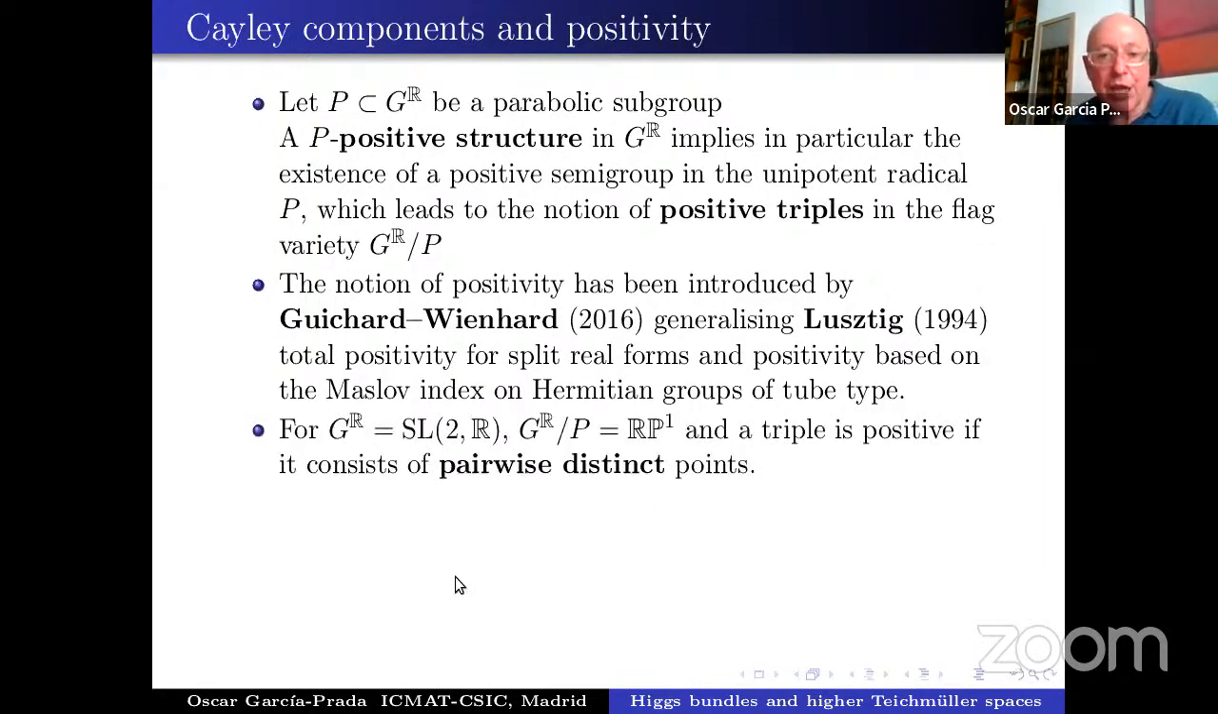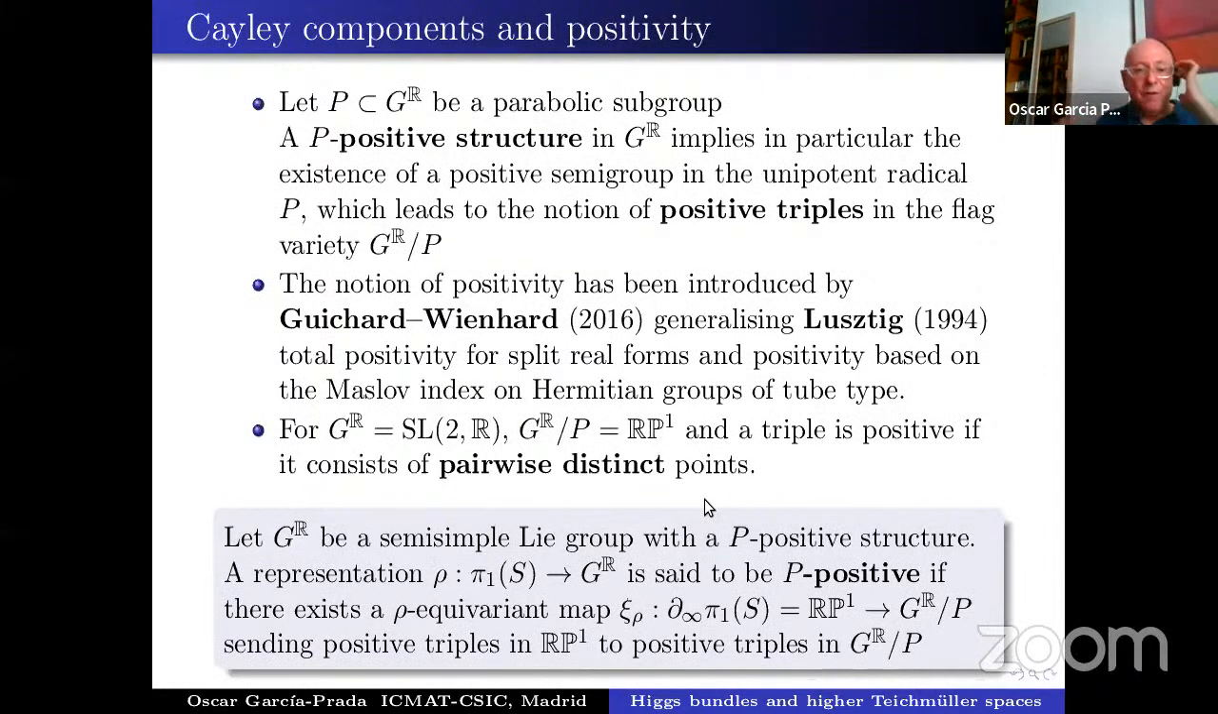And so if you take G_R to be SL(2,R) and you take the usual parabolic, then this is the circle. And in this case, the notion of positive triple is just pairwise distinct points. And here's how you define that a representation is positive with respect to this notion of positivity. If you have a representation of the fundamental group in G_R, there is something that induces a map from the boundary at infinity of the fundamental group, which is just a circle, you think of the Poincaré disk, into this generalized flag variety. And you say that it's positive if it sends positive triples in the circle to positive triples in this flag variety, which you know what it means because of this positivity structure.